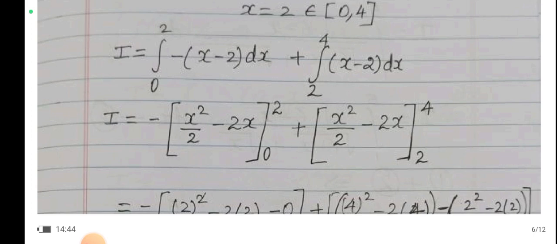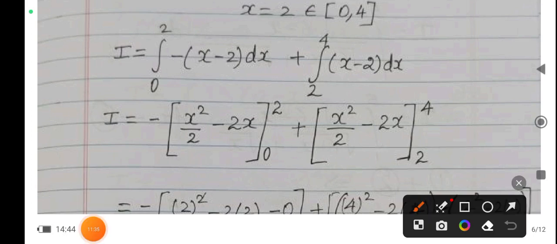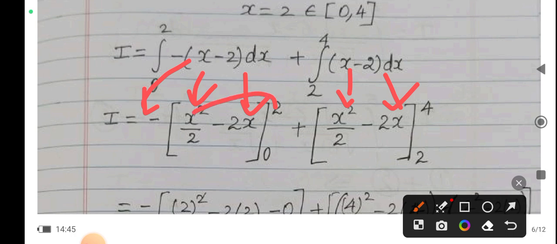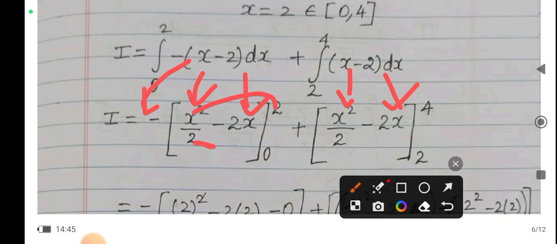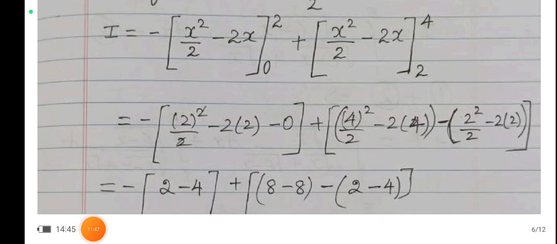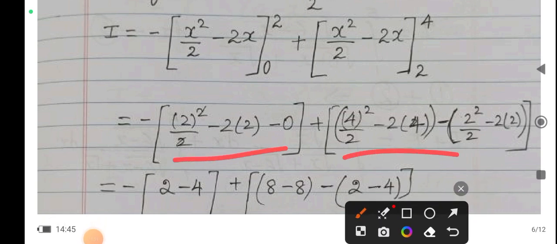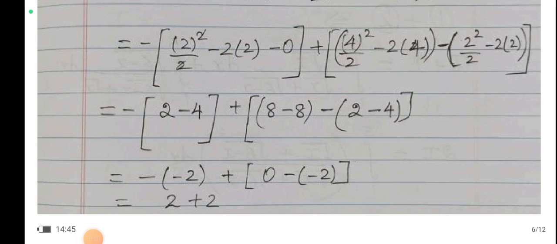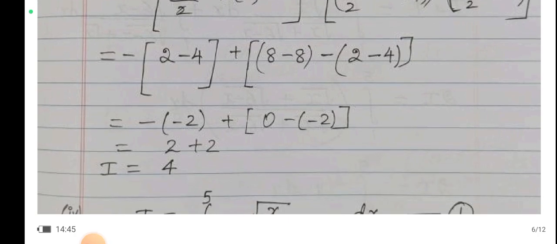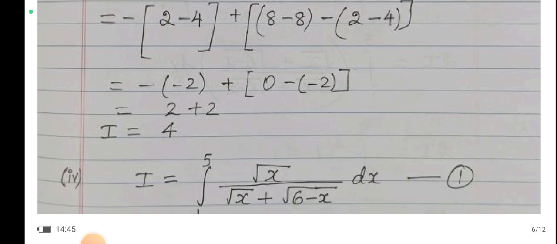Then hereafter it is very basic, I don't want to say anything. The negative we keep outside. Integration of x is x square by 2, integration of 2 is 2x. Again, integration of x is x square by 2, integration of 2 is 2x. Apply the upper limit fully, then minus the lower limit. We have done this in the last exercise. Do the upper limit minus lower limit work properly and get the answer. If you are not getting this answer, kindly inform.